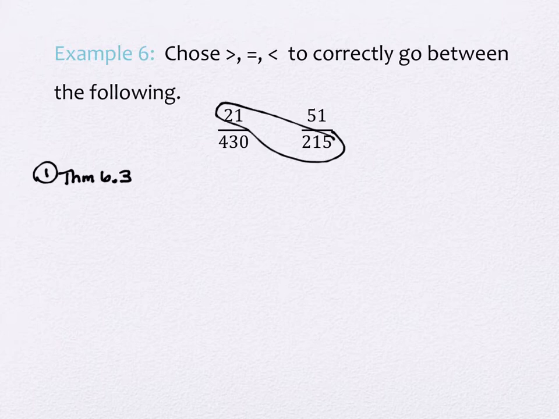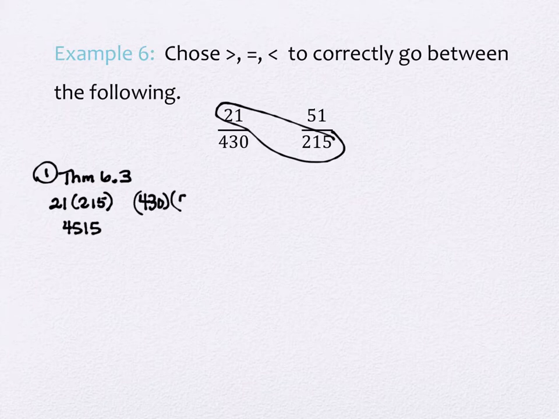So if I have 21 times 215, what will I get? Let me put equals here. I want to be equals below. Does anybody get a number? 4515. Good. And then the other diagonal would be the 430 times 51. That's 21,930. You're right. So very clearly the second 21,000 number is much larger than the first 4,000 number, which means that the correct relationship here is that 21 over 430 is less than 51 over 215.